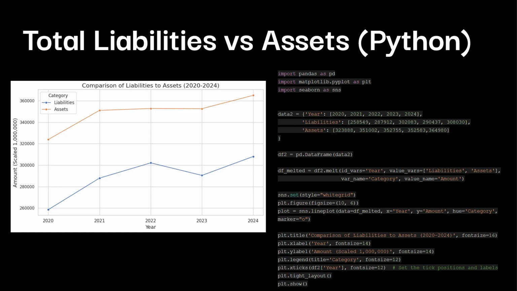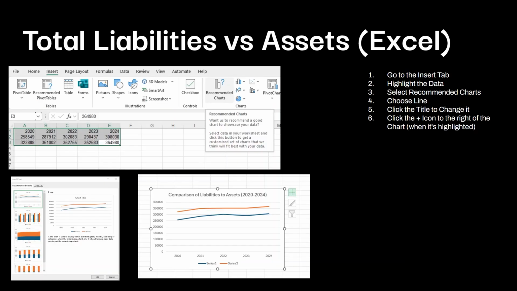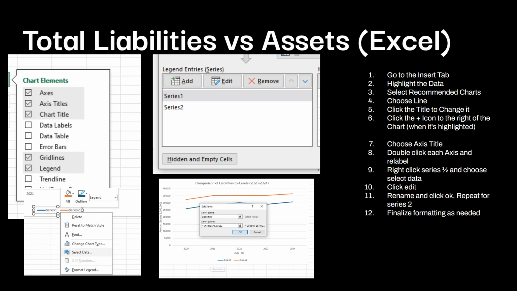Now let's take a look at total liabilities versus total assets. Again, I have all the code over here to the right. We're just using pandas, matplotlib, and Seaborn, and making a pretty easy chart. And then for the Excel side of things, bring in your specific data. We're essentially doing what we did last time: Insert tab, highlight the data, select recommended charts, choose line, click the title and change it. Click the plus icon to the chart when it's highlighted. Then choose axis title, double click each axis and relabel.